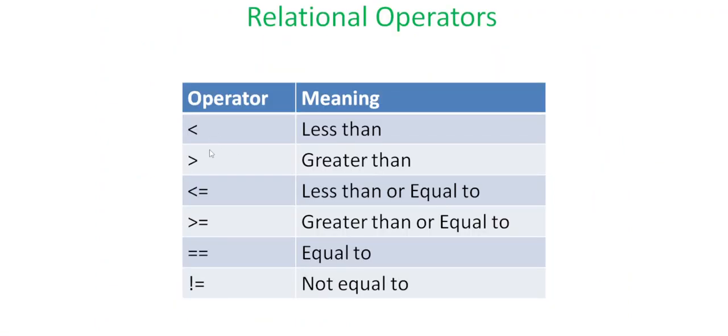Relational operators. These are the relational operators: less than, greater than, less than or equal to, greater than or equal to, double equal to. Remember, it is double equal to. Double equal to is for comparison. Single equal to is for assignment. Double equal to is for comparison. And not equal to.